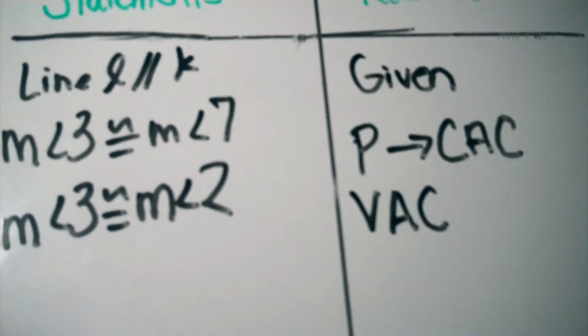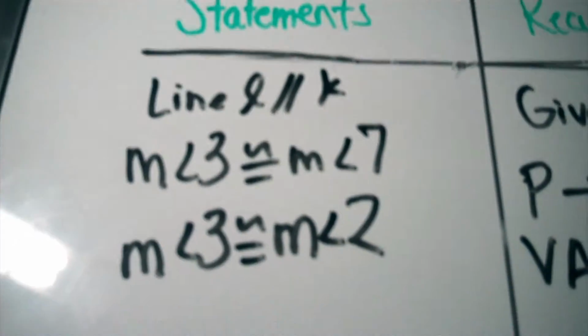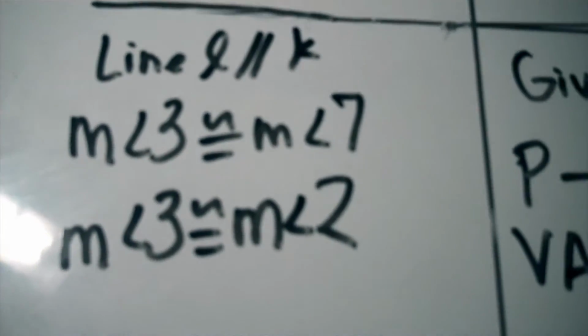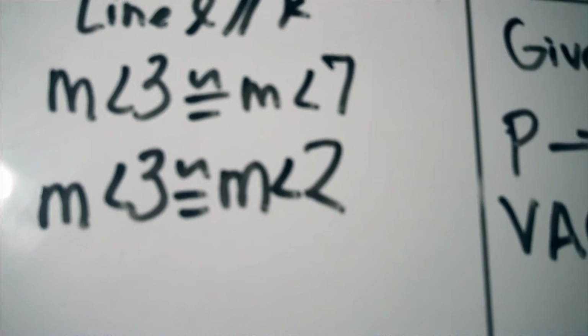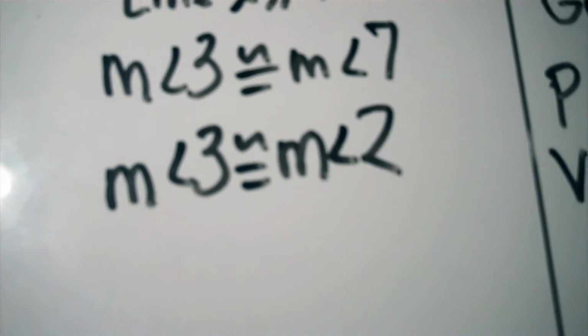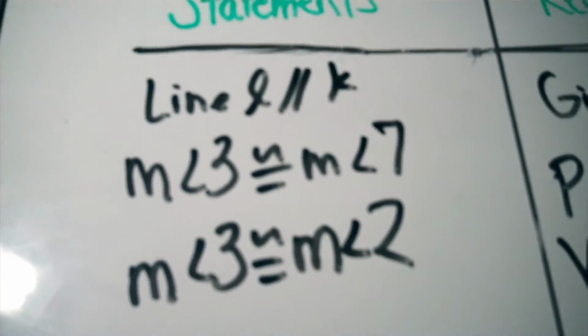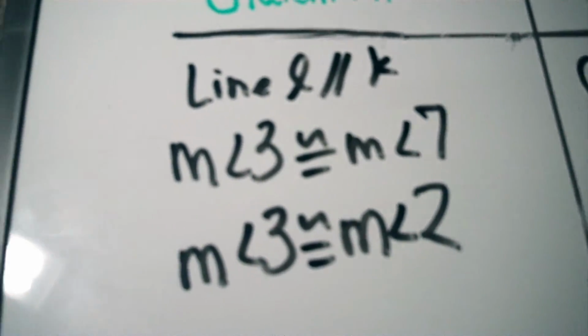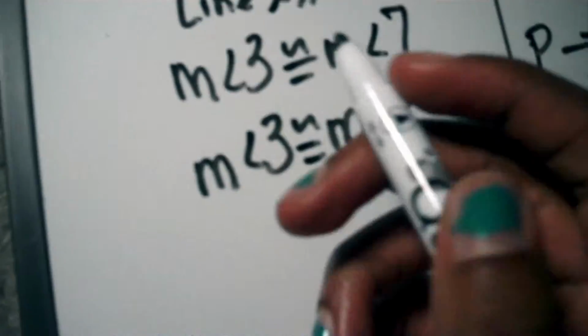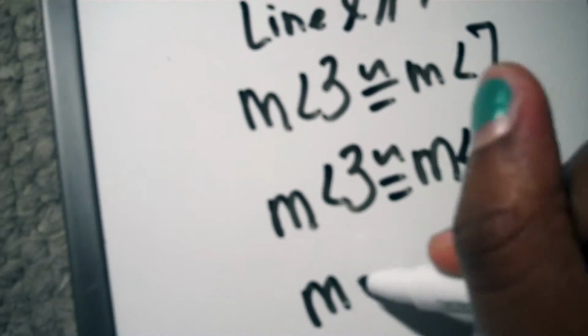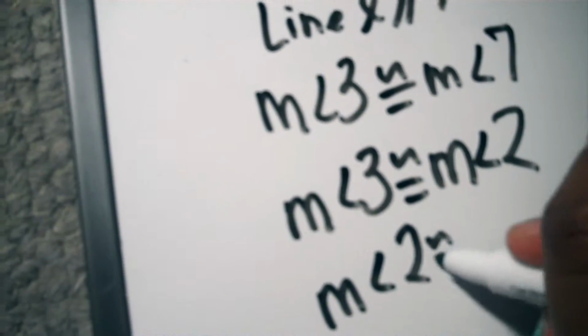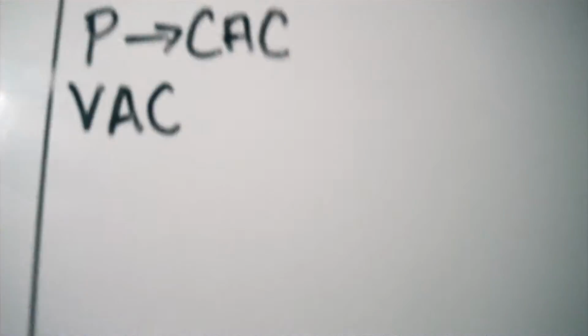Alright, so now that I've proven that the measure of angle 3 is congruent to both the measure of angle 7 and the measure of angle 2, I can now prove that the measure of angle 2 and the measure of angle 7 are congruent. So first, I'll write that down. But what is my reason? So there is a rule or a property called the transitive property.